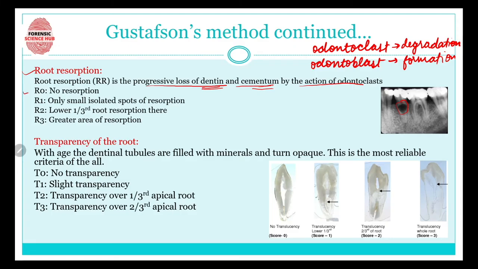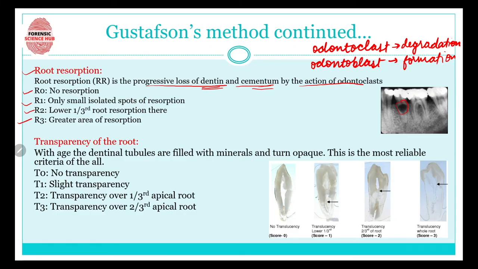So R0 means there is no root resorption. R1 means only small isolated spots of resorption can be seen. R2 means lower 1/3 root resorption is there, and R3 means that there is greater area of root resorption.